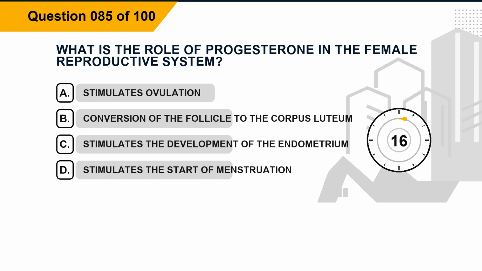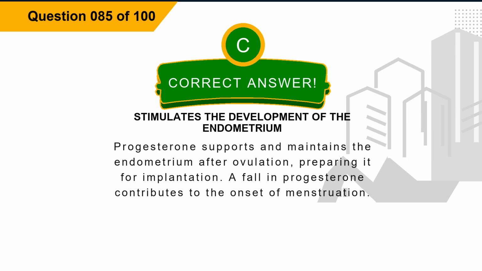Question 85. What is the role of progesterone in the female reproductive system? Option A, stimulates ovulation. Option B, conversion of the follicle to the corpus luteum. Option C, stimulates the development of the endometrium. Option D, stimulates the start of menstruation. The correct answer is option C, stimulates the development of the endometrium. Explanation: progesterone supports and maintains the endometrium after ovulation, preparing it for implantation. A fall in progesterone contributes to the onset of menstruation.